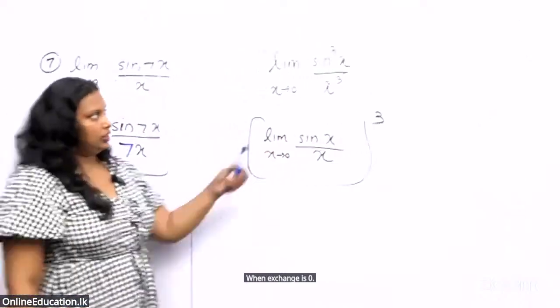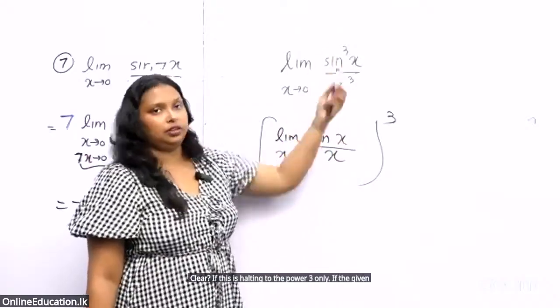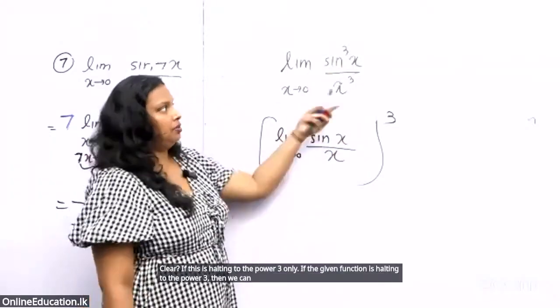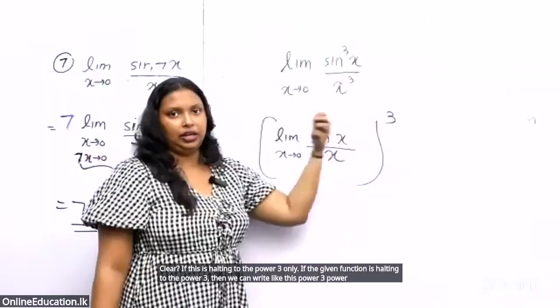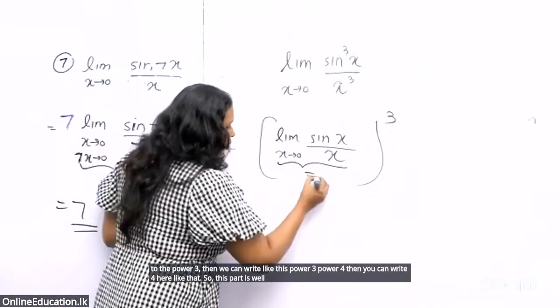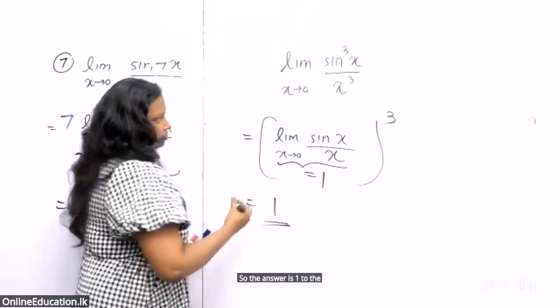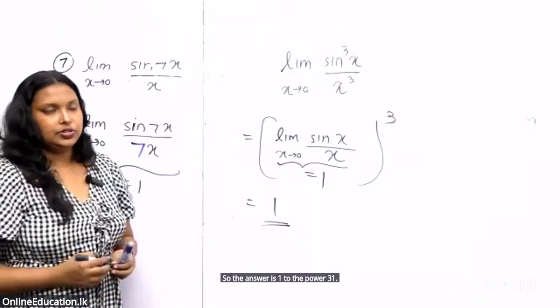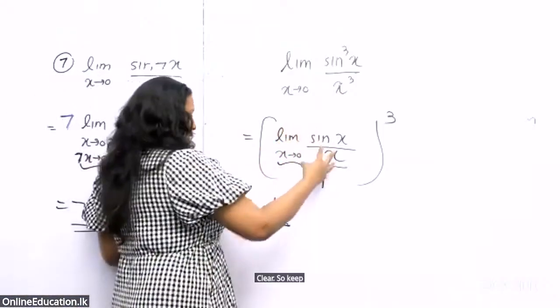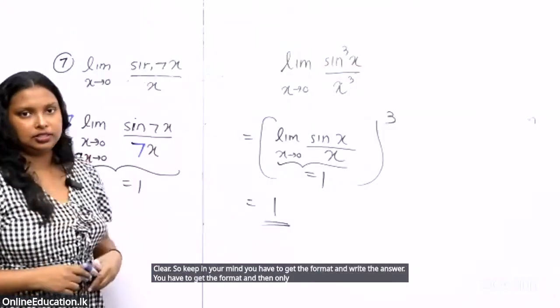Clear? If the given function is the whole thing to the power 3, then we can write it like this. Power 3, power 4, then you can write 4 here like that. So this part is well known. What is this? 1. So the answer is 1 to the power 3, which is 1. Clear? So keep in your mind, you have to get the format and then only we can get the final answer.